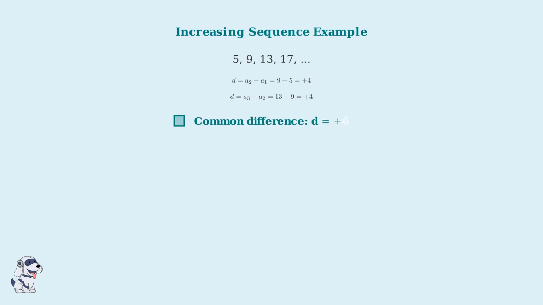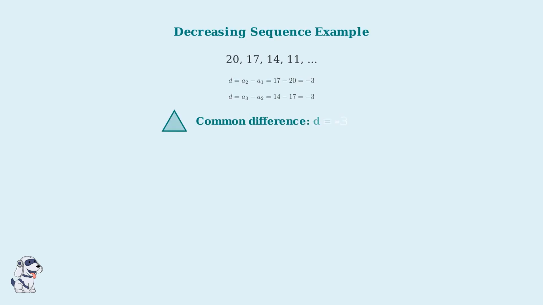For the increasing sequence on the left, let's calculate the common difference. We take 9 minus 5, which equals positive 4. We can verify this by checking 13 minus 9, which also equals 4. The common difference is positive 4.